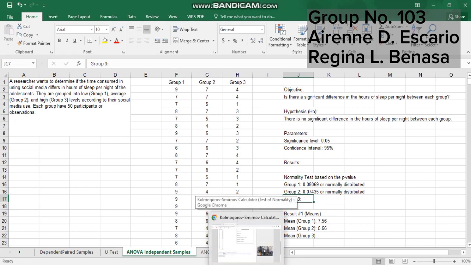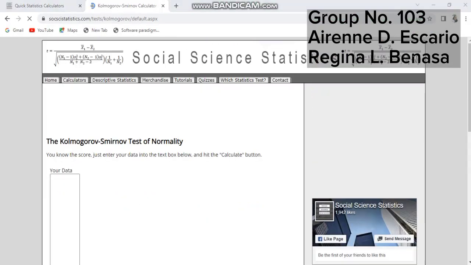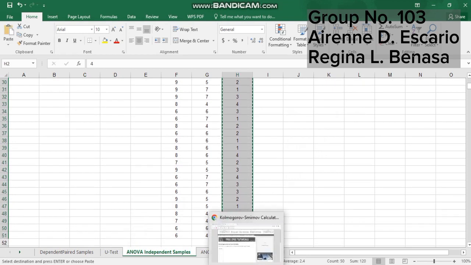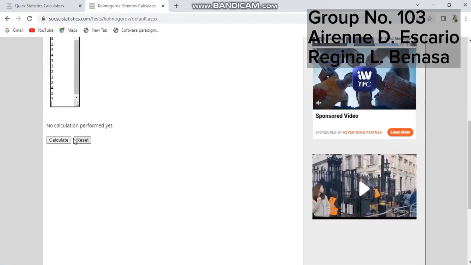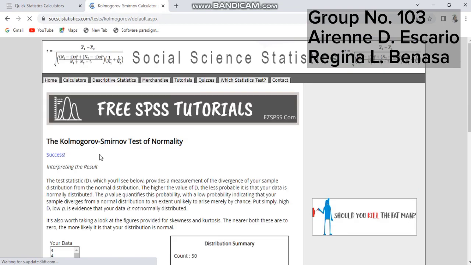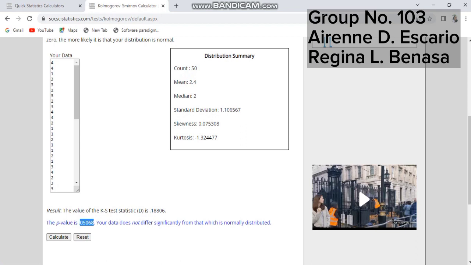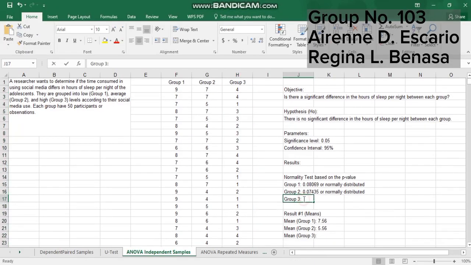Lastly is for group 3. So the calculated probability value is 0.05068. It is normally distributed because the probability value is greater than 0.05, and its mean is 2.4.